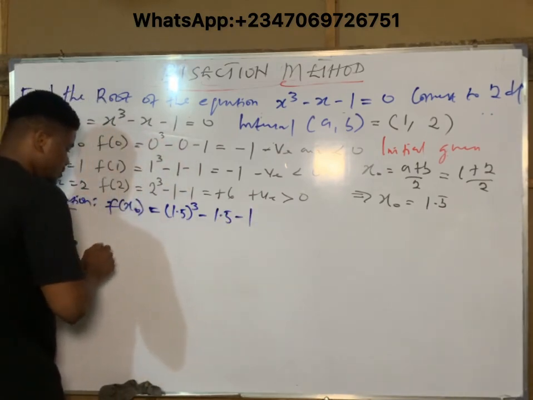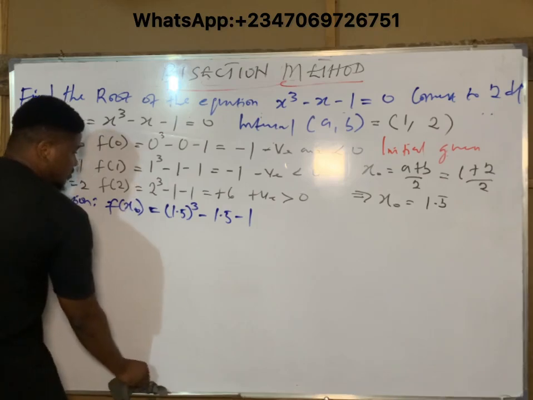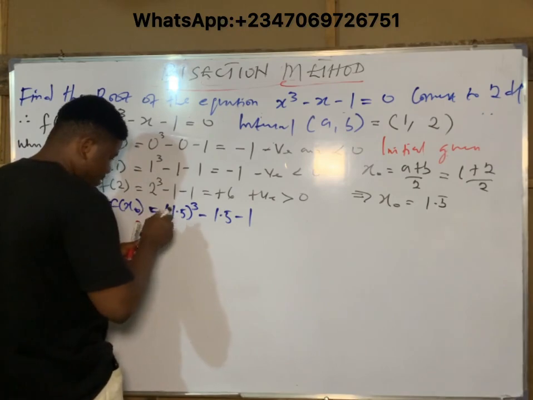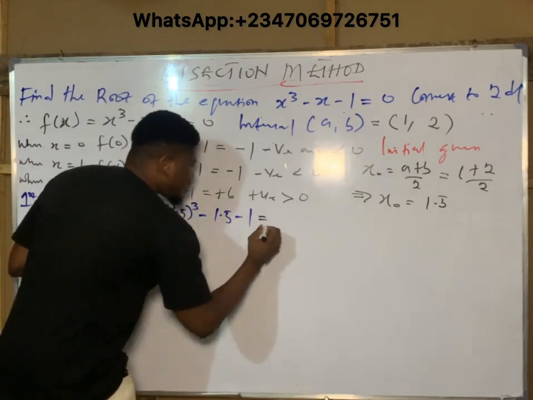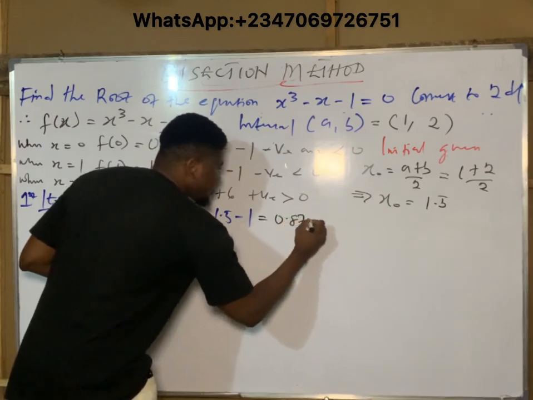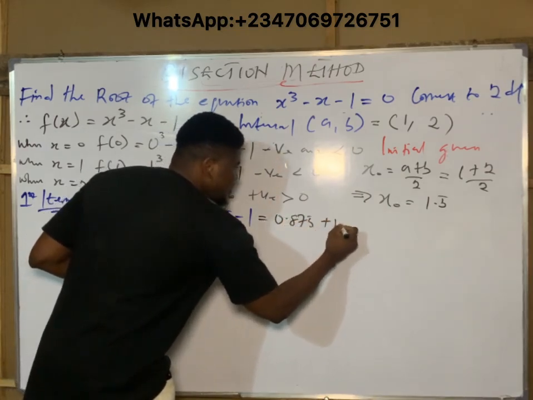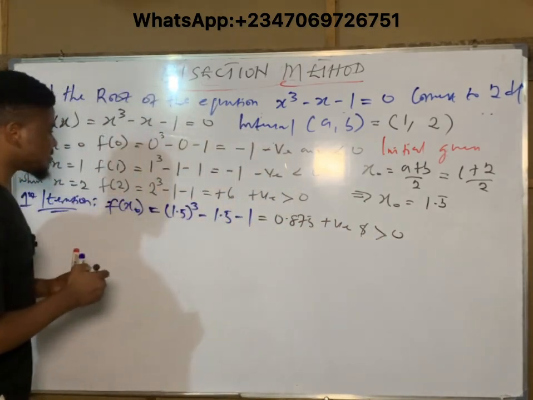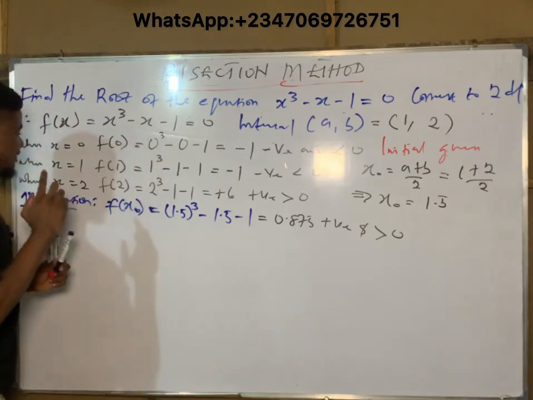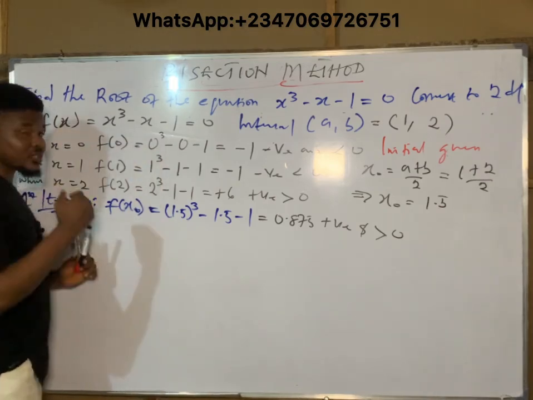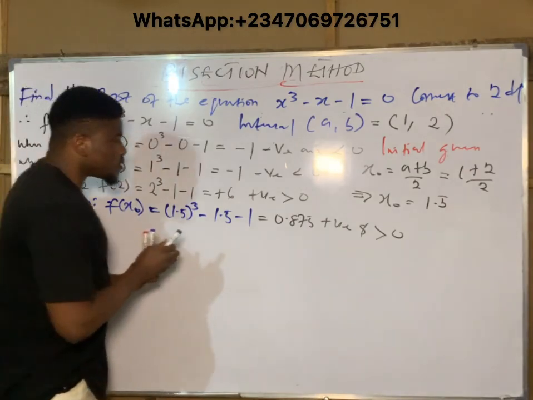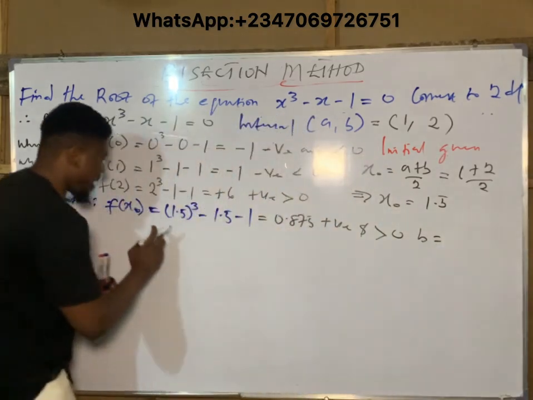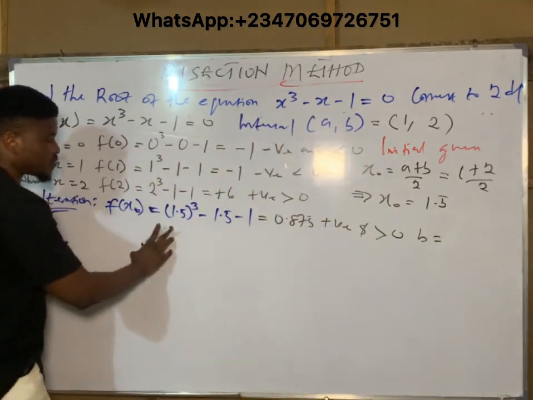So let's punch this all together and see what we are going to obtain. So everything here simply gives us 0.875. Now this is positive and it is greater than 0. So since this is positive, remember any value that causes this function to be positive is automatically taken as b. So this now means that b is equal to what? 1.5. The value that causes the function to be positive.